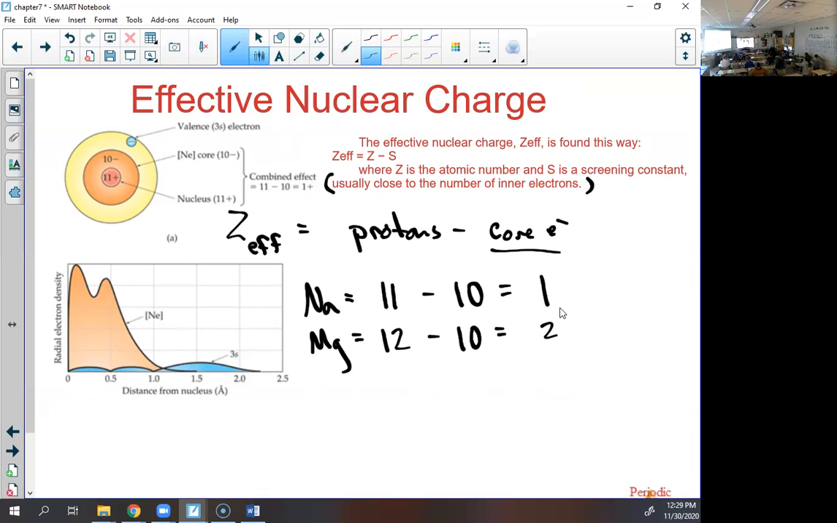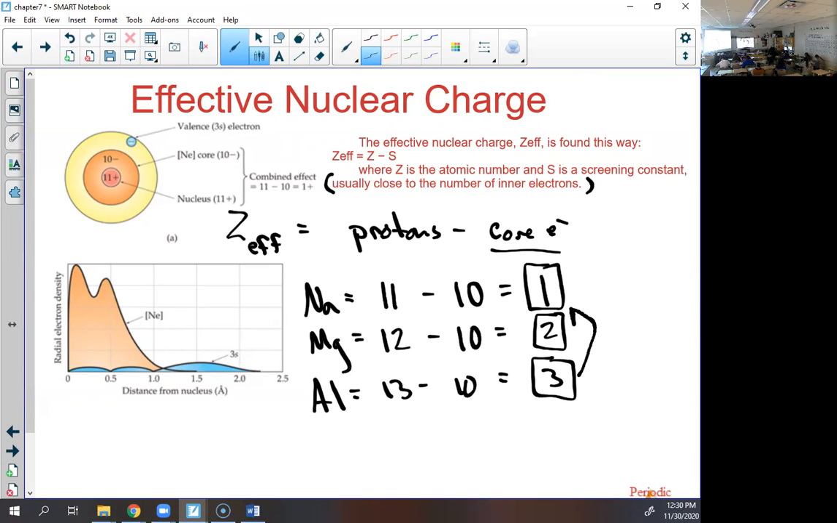Now, when we say a 1 and a 2, like I said a minute ago, it's just a comparison. There's no unit on that. It's not 1 Newton and 2 newtons, which you haven't had physics yet, but that's the unit of force. It's just the fact that we would say magnesium has twice as much effective nuclear charge as sodium. And if I did aluminum, it'd be 13 minus 10. It'd be 3. So aluminum would have 3 times the effective nuclear charge of sodium.